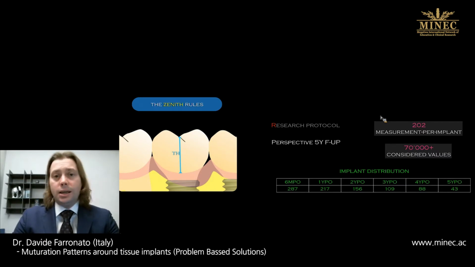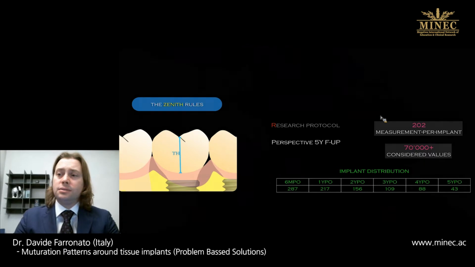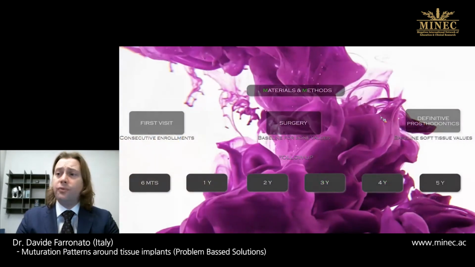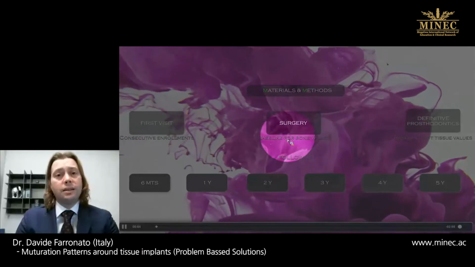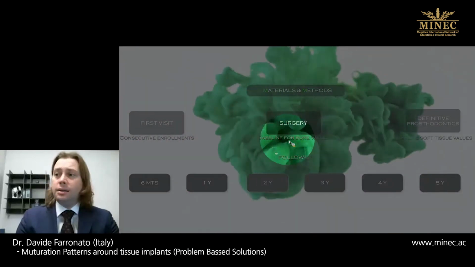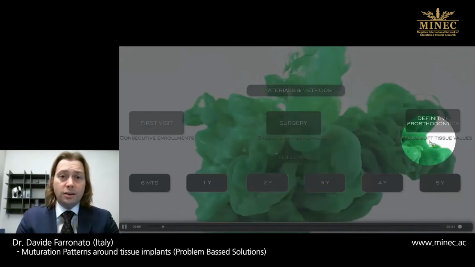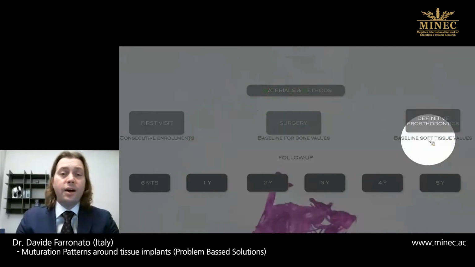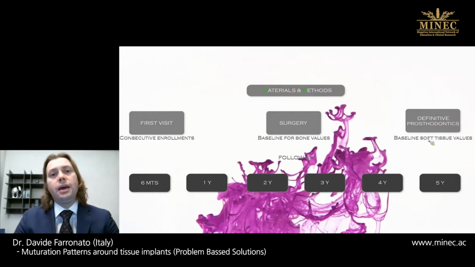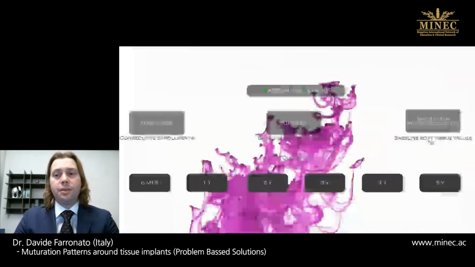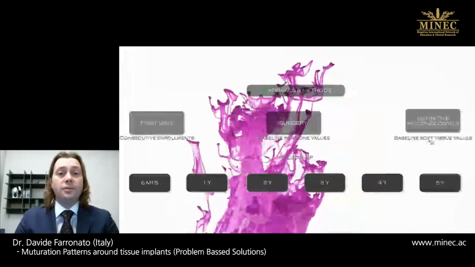At the end we ended up with a collection of 70,000 data points that we had to analyze. The baseline for the bone values was achieved at the surgery time. The baseline for soft tissue values was achieved at the final prosthodontic delivery, and those values were checked every month, every 6 months or every year up to the 5-year follow-up.